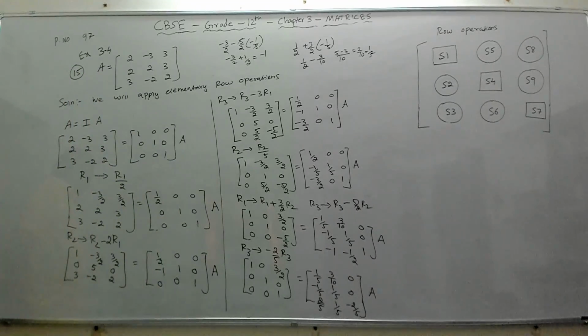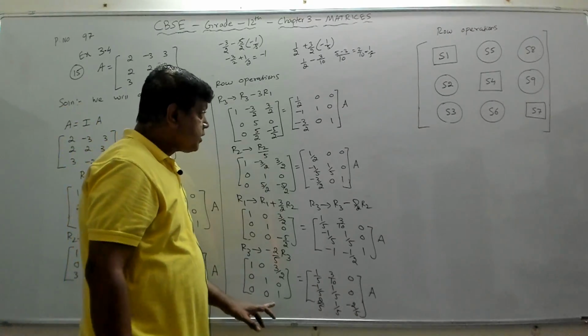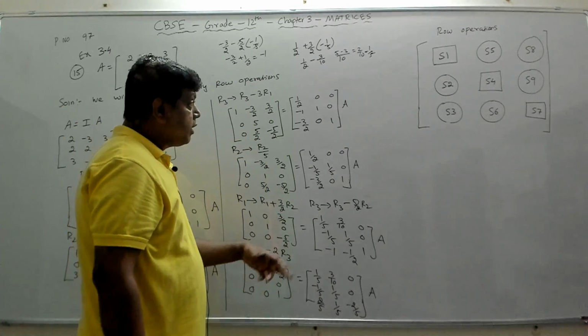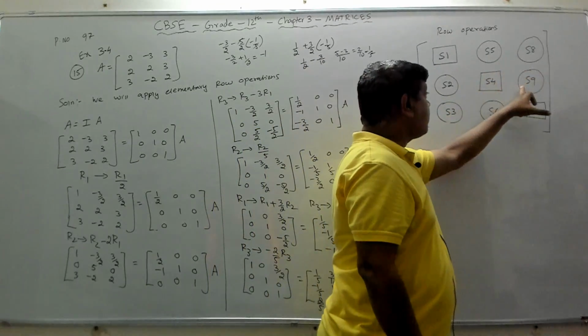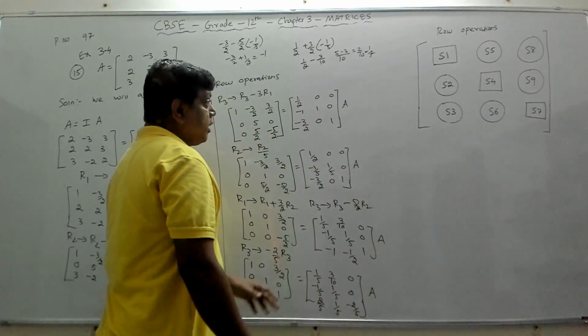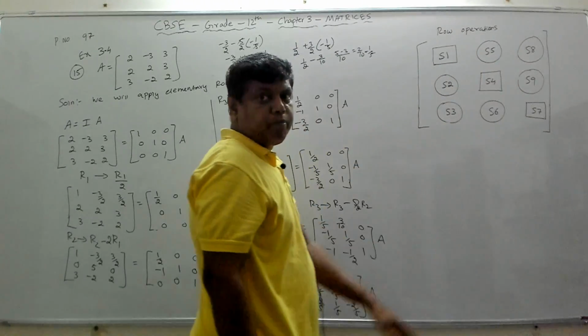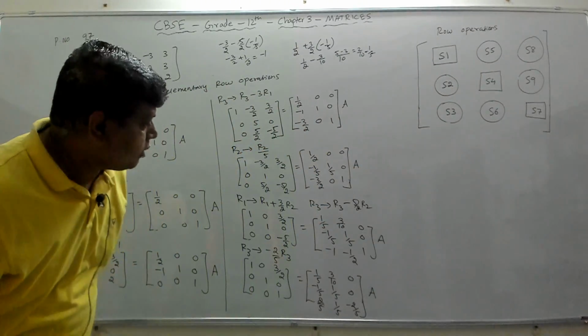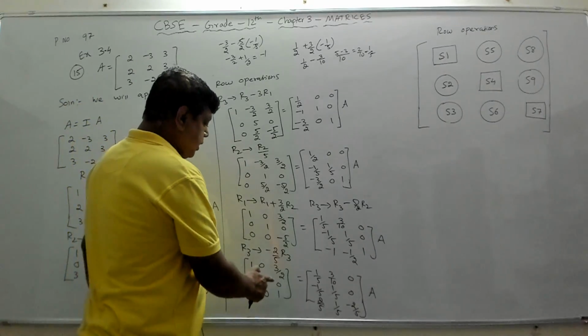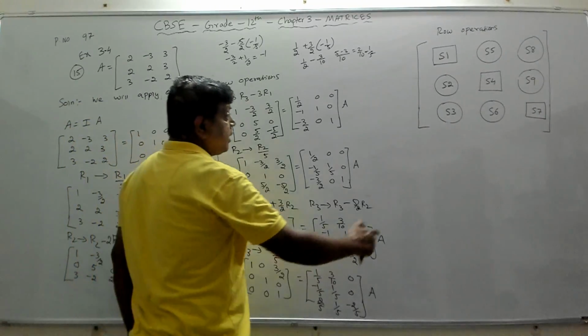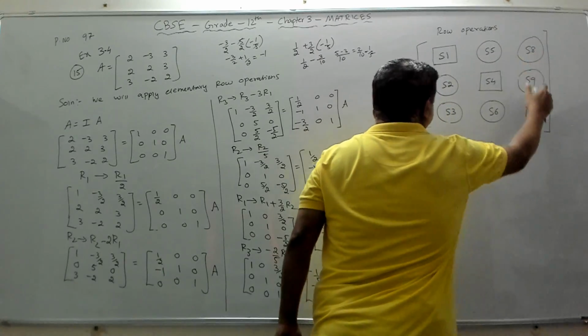Clear? Fine. Now we are in the last step. We have made this as 1. The next step is to make this as 0 and this as 0. We can try to do both together, since both can be made 0 at the same time. But you see that S9 is already 0, so we'll make only S8 as 0.